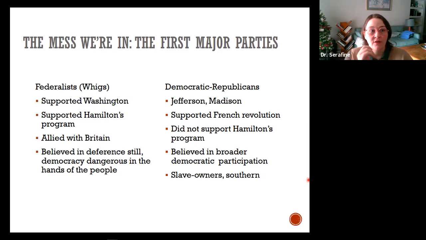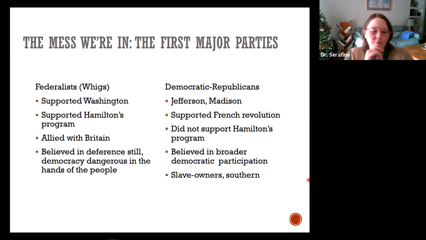They supported a strong federal government. They supported Hamilton's economic program, which in part would take all state debt. Congress, the federal government, would take on all of the state war debt, pay back those bonds, for instance. The Federalists were eager to become friends with Britain again. Let's ally with Britain, it's good for trade. And they are allied, united with Britain in opposition to the French Revolution.